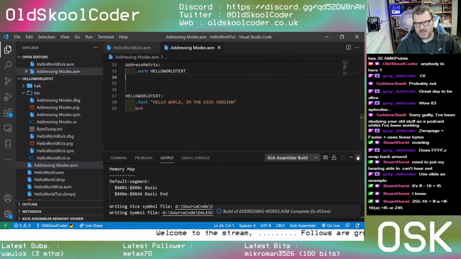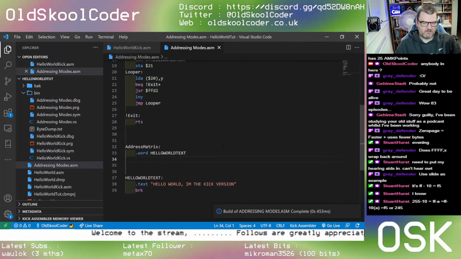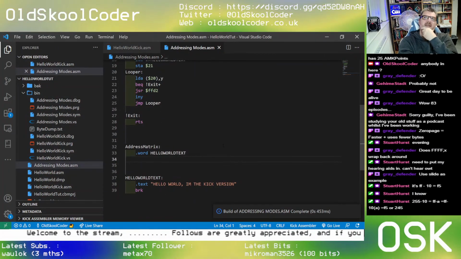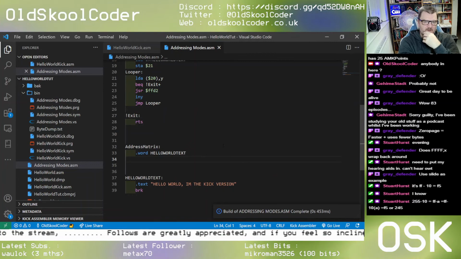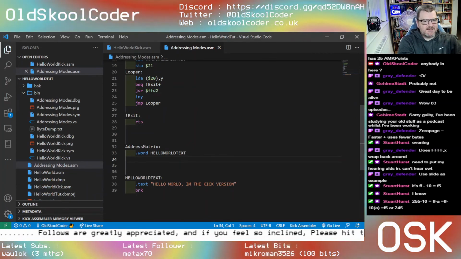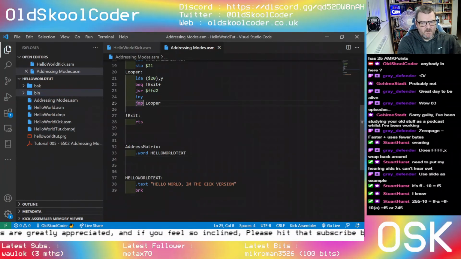Now, I'm not going to do indirect X, because to try and do an example like that would take way too long. But that's addressing modes for beginners.